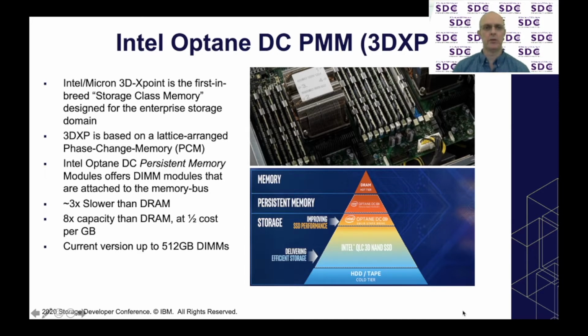To remind everybody what Intel Optane DC persistent memory modules are, let's look at this slide. This technology is the first storage class memory that's designed for the enterprise storage domain. It's based on 3D XPoint, which is a lattice-arranged phase-change memory. It comes in the form of modules that sit alongside the DRAM modules, and these capacities are 128, 256 and 512 gigabytes. So this gives you approximately 8 times the capacity of DRAM at approximately half the cost per gigabyte.